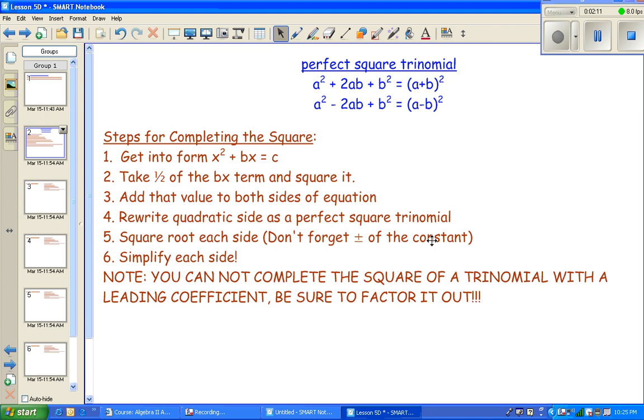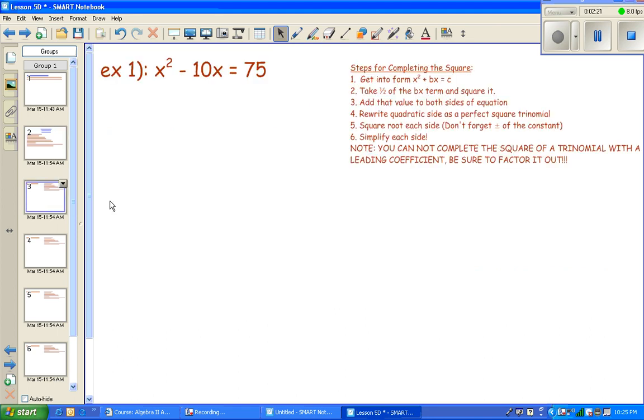Now just keep in mind that you cannot complete the square of a trinomial that has a leading coefficient. So if there is one, you want to factor it out. But we'll do some examples with that. If you look at our first example, we don't have a leading coefficient, and it happens to be that our constant is already on the other side, so that step's been done for us.